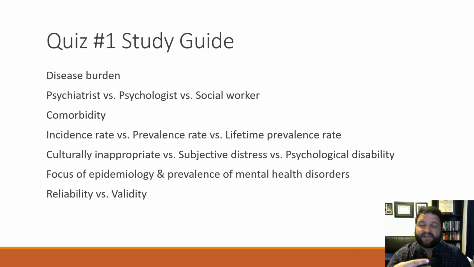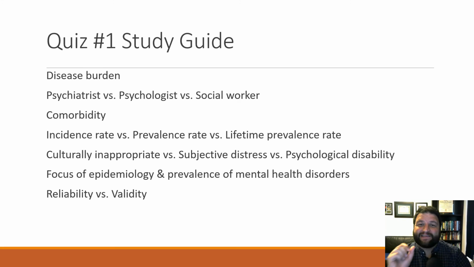3 ways of assessing whether someone's behavior is abnormal: cultural inappropriateness, subjective distress, psychological disability. What does each one of those terms refer to? What are we talking about? Epidemiology, what is it? What does it focus on? What is it assessing? And then also we go over on one slide some data related to the prevalence of mental health problems, data that comes from epidemiological research. That's a mouthful to say.